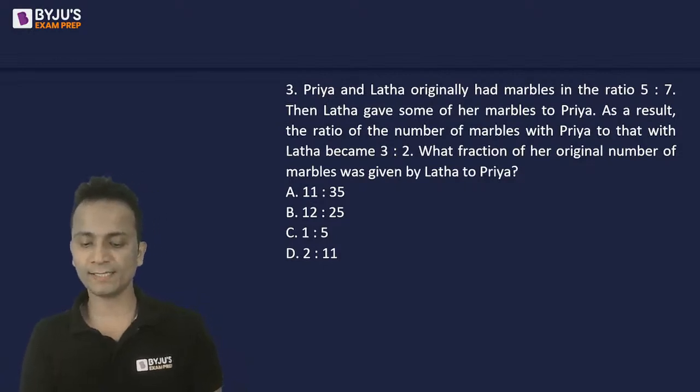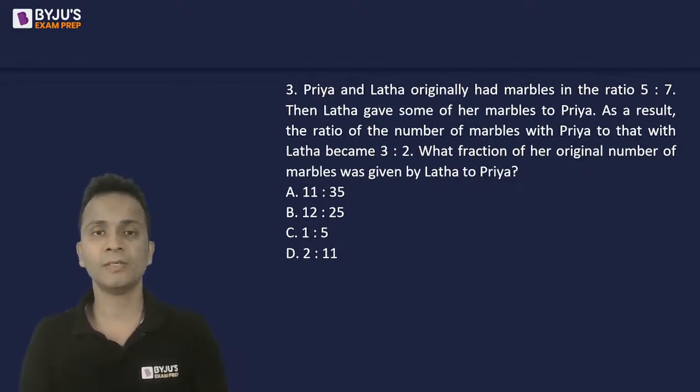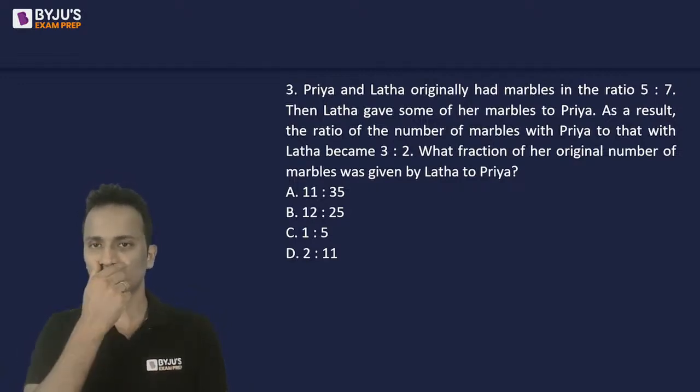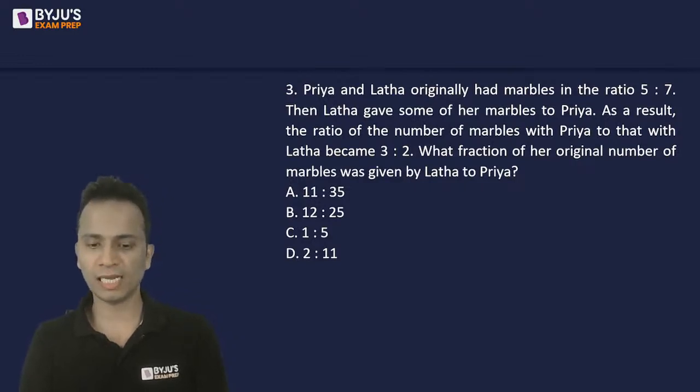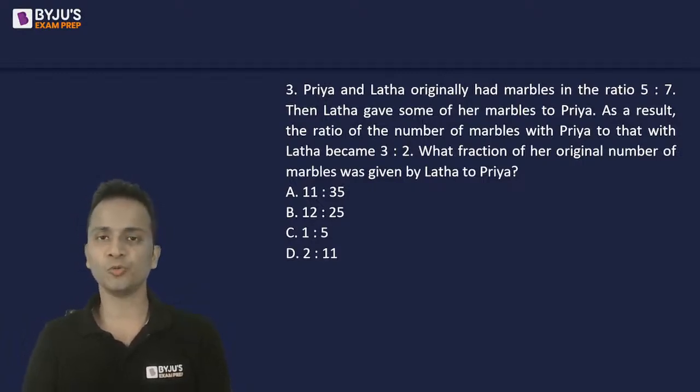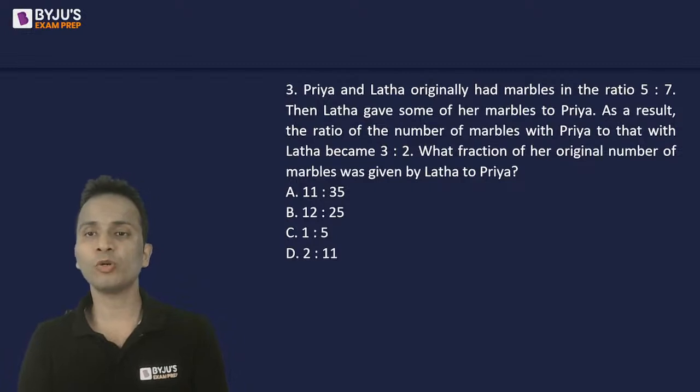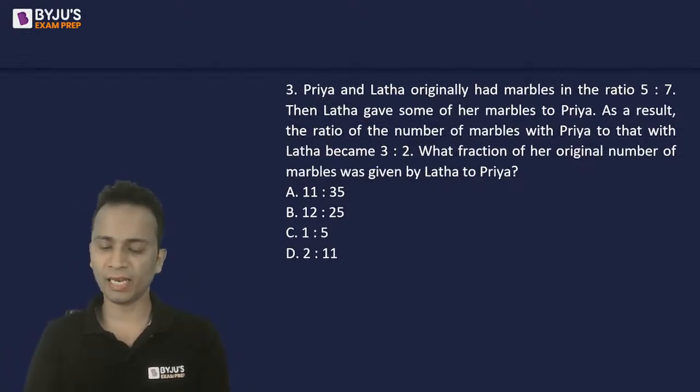Dhruvi says yes, sir, understood properly. Next, question number 3, slightly easier as compared to the previous two questions. Priya and Lata originally had marbles in the ratio 5:7. Then Lata gave some marbles to Priya. As a result, the ratio of the number of marbles with Priya to that of Lata became 3:2. What fraction of her original number of marbles was given by Lata to Priya?